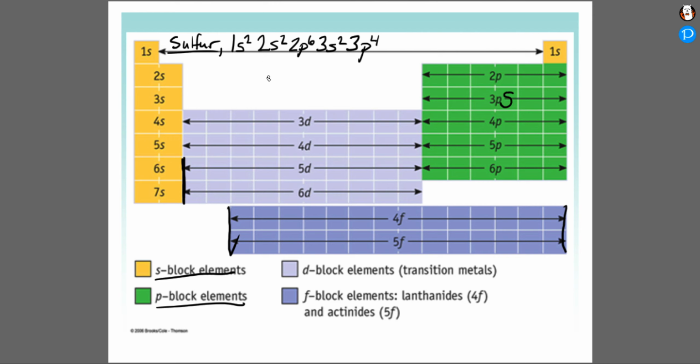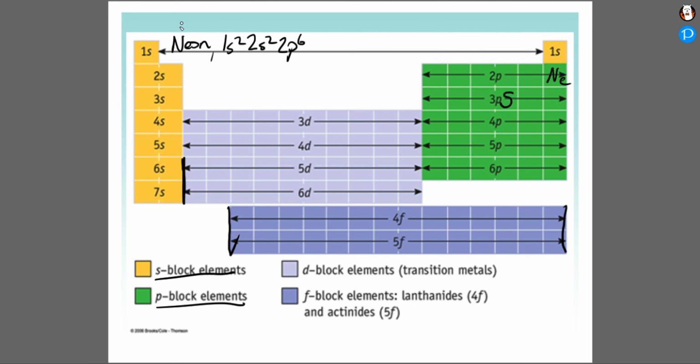Let's try another one. We'll try neon. Let me erase this real quick, give some room. So neon. Neon would be right here on the periodic table. If I were to write that, we again count it up. So 1s2, 2s2, and then 2p, 1, 2, 3, 4, 5, 6. 2p6.